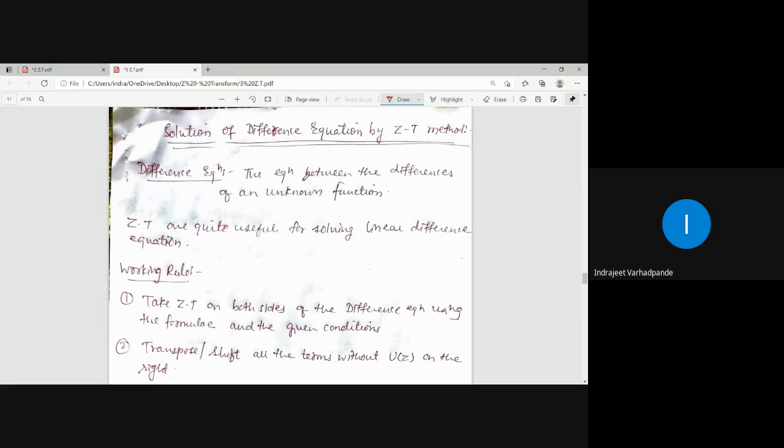A difference equation is an equation between the differences of the unknown function. How will it be given? u of n plus 1 minus 2 times u of n is equal to 0. This is called a difference equation. Likewise, we will be solving such kinds of equations with the help of the Z transform.